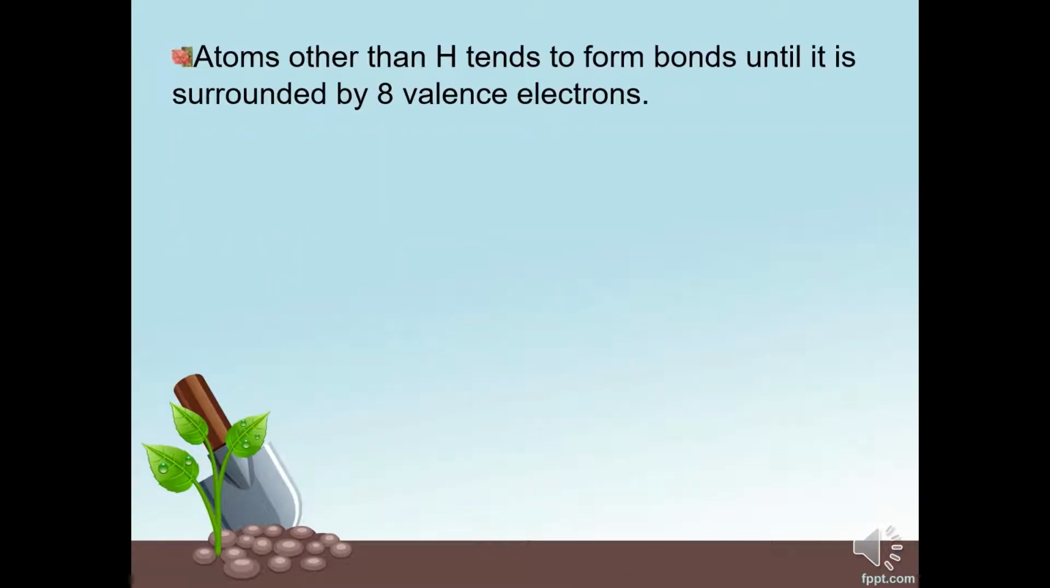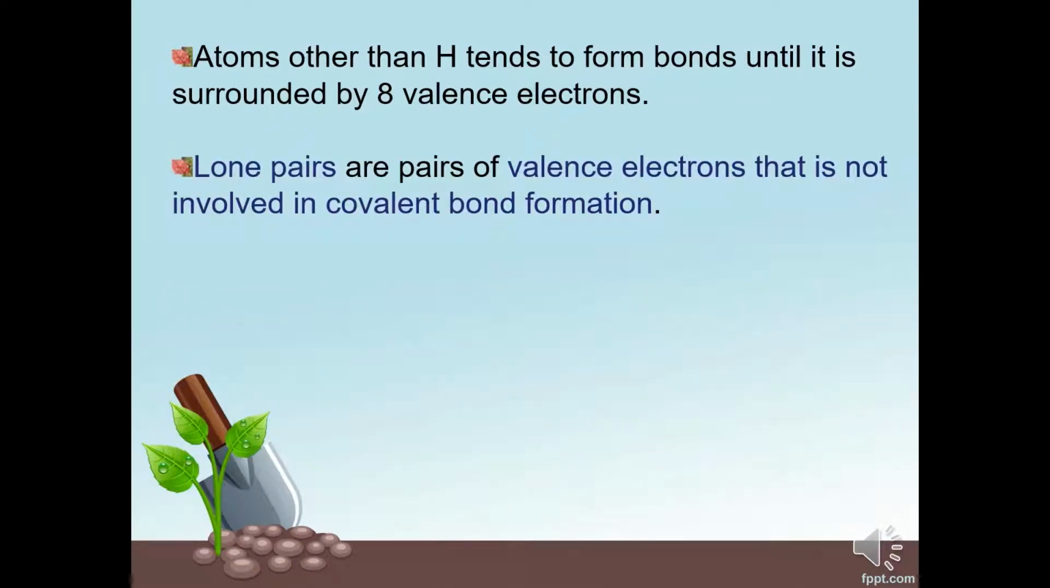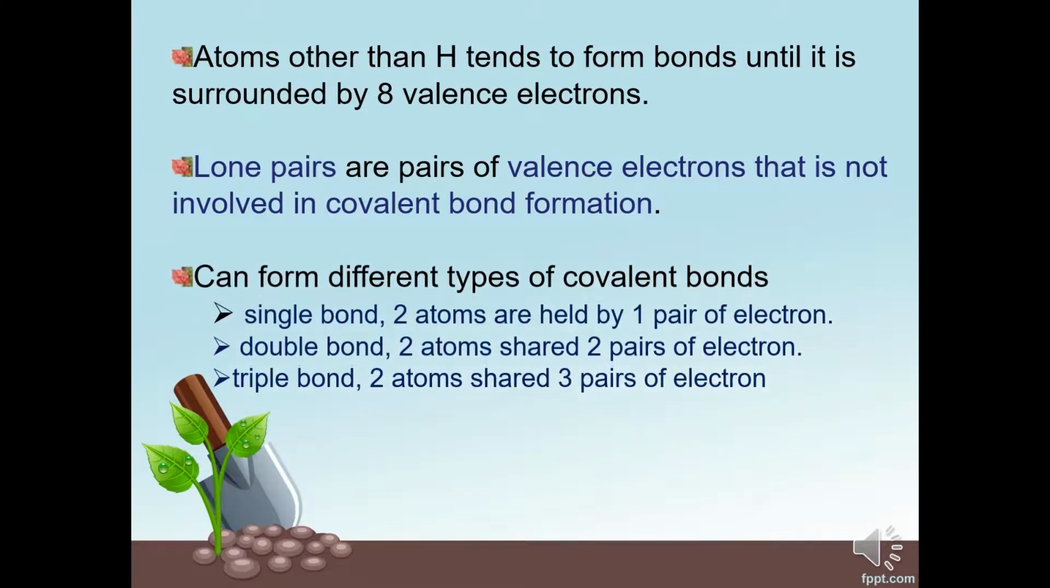Atoms other than hydrogen tend to form bonds until they are surrounded by 8 valence electrons. We call this octet or noble gas configuration. For hydrogen, it will form a duplet, if you still remember from last lesson. Lone pairs are something else. They are the pairs of valence electrons that are not involved in covalent bond formation. There are 3 types of covalent bonds, which are single, double, and triple bond. Let's look at them one by one.